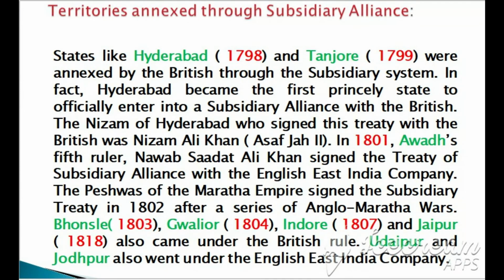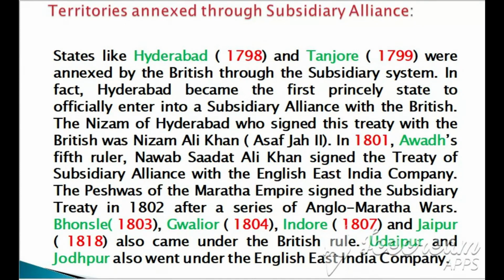Now let us look into the territories which were annexed by the British through the subsidiary alliance policy. States like Hyderabad and Tanjore were annexed by the British through the subsidiary system. In fact, Hyderabad became the first princely state to officially enter into a subsidiary alliance with the British. The Nizam of Hyderabad, who signed this treaty with the British, was Nizam Ali Khan, that is Asaf Jah II.